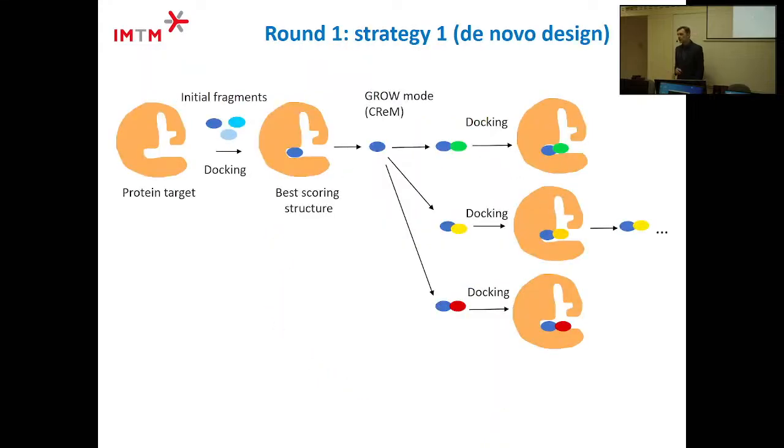For the first stage, we used the strategy which I briefly told you about previously, based on our CREM structure generator, and we tried to design compounds completely de novo. In this case, we used some initial fragments, docked them into the receptor, selected the best scoring fragments, then grew them using the CREM approach, generated new compounds, then docked them to the same receptor, chose the best ones, and so on. So iteratively, we grew the ligand inside the cavity to fit all these protein features.